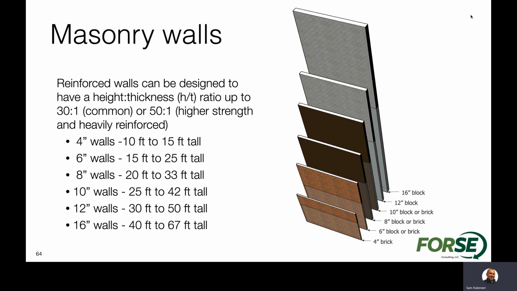If we look at what the actual design for masonry walls would result in, we have different wall thicknesses that can result in different heights based on that height to thickness ratio. For instance, an 8-inch wall going from 20 to 33 feet tall would certainly be very common to do. A 12-inch wall going from 30 to 50, and a 16-inch wall in the range of 40 to 67 feet tall.